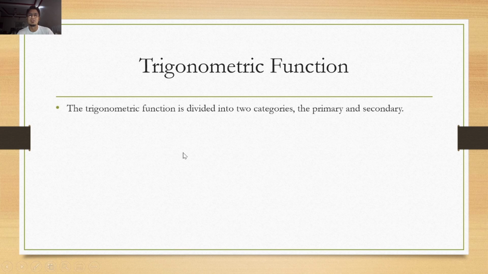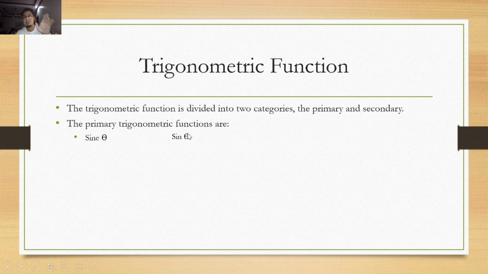Now, let's talk about trigonometric function. Ano ba itong trigonometric function? Ang trigonometric function po natin nahahati sa dalawa: the primary and secondary. Yung primary trigonometric functions natin, ito po yung sin theta. So, function po itong sin, tapos ito yung angle measured. Halimbawa, sin 23 degrees.